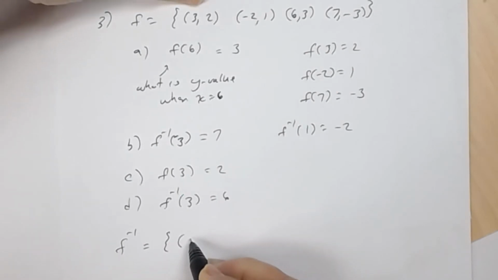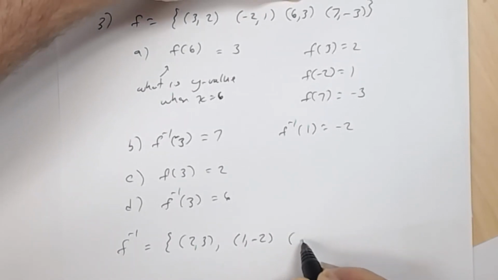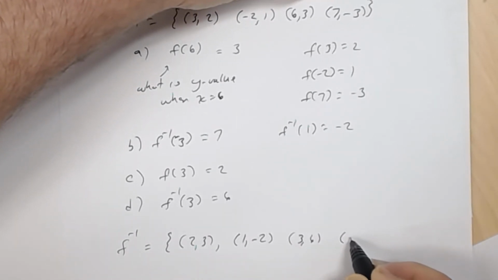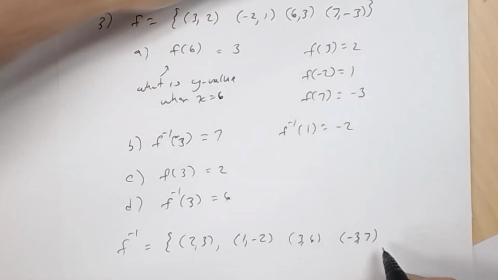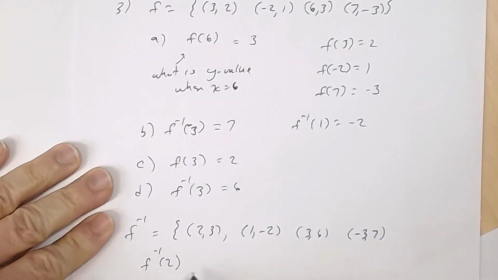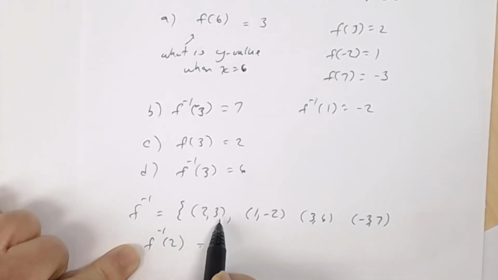The inverse becomes: (3, 2) becomes (2, 3). (-2, 1) becomes (1, -2). (6, 3) becomes (3, 6). And (7, -3) becomes (-3, 7). And so if you wanted to find f inverse of 2, that's your inverse now, so f inverse of 2 is now what? 3.